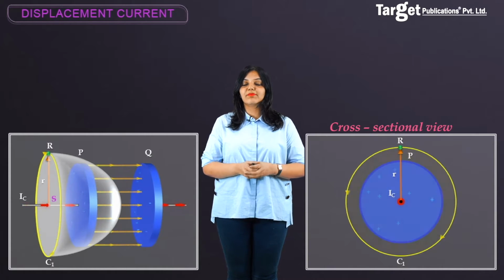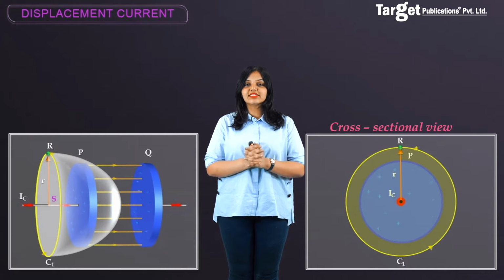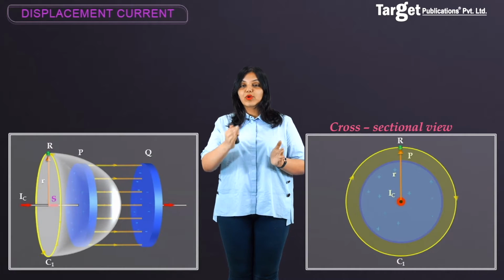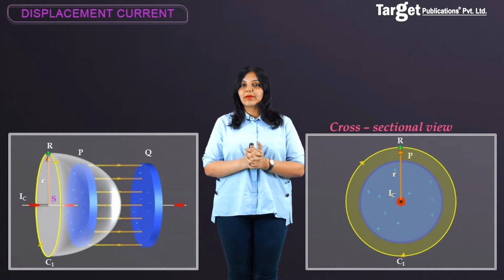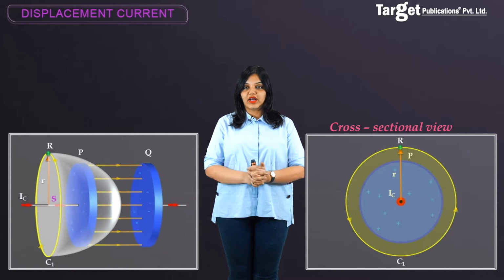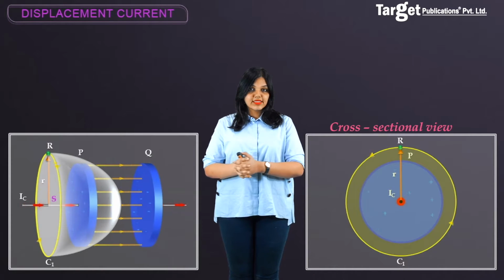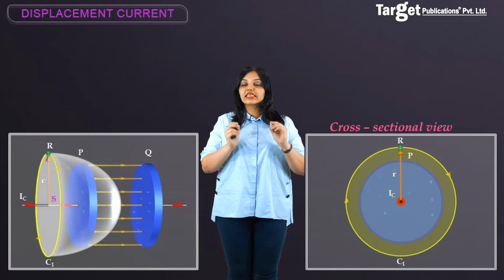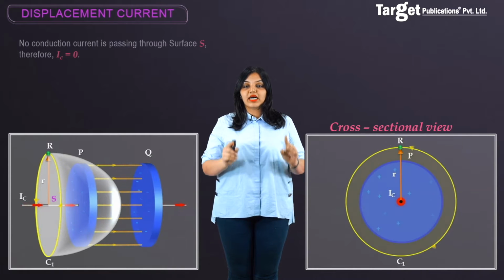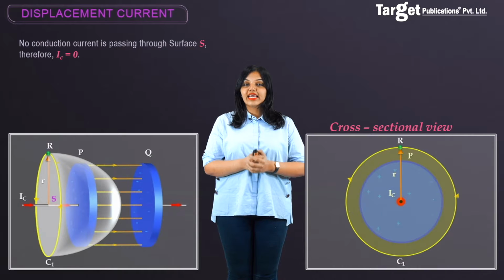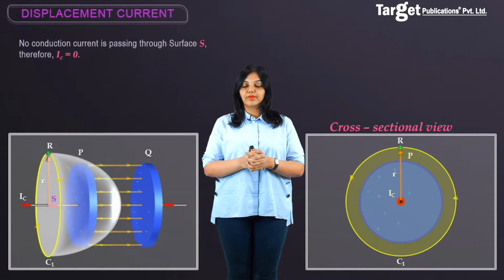What is so special about this surface? Well, you can see that this surface is passing between the plates of the capacitor. And what lies between the plates of the capacitor? Just the electric flux. There is no conduction current between the plates of the capacitor, and hence if you take a careful look at this surface, there is no conduction current passing through this surface, and hence the enclosed current for this surface is 0.